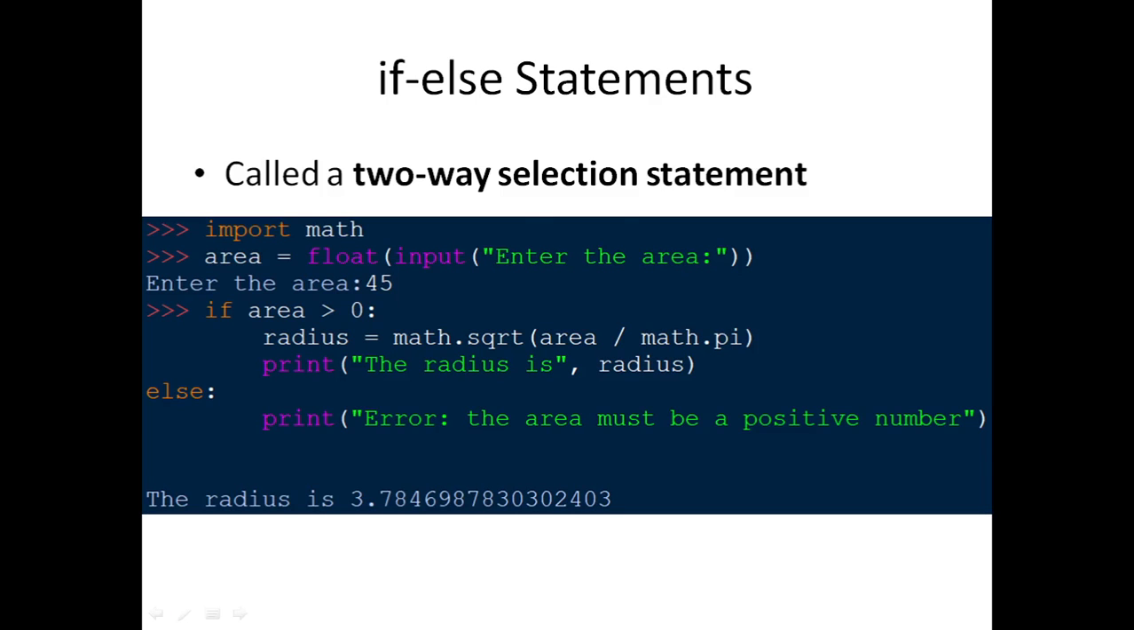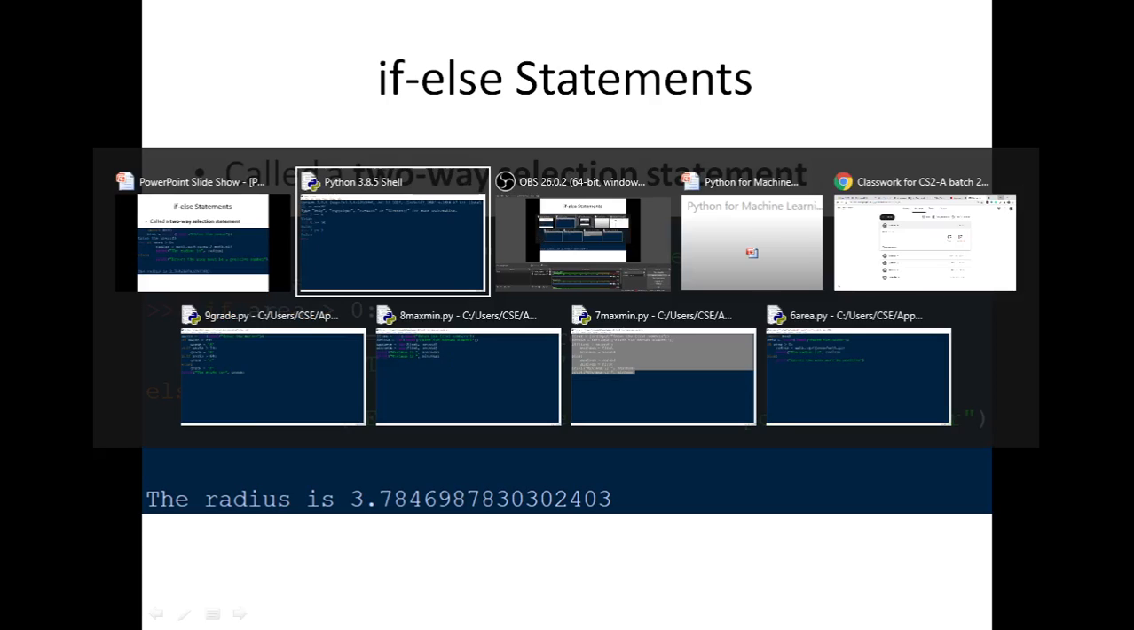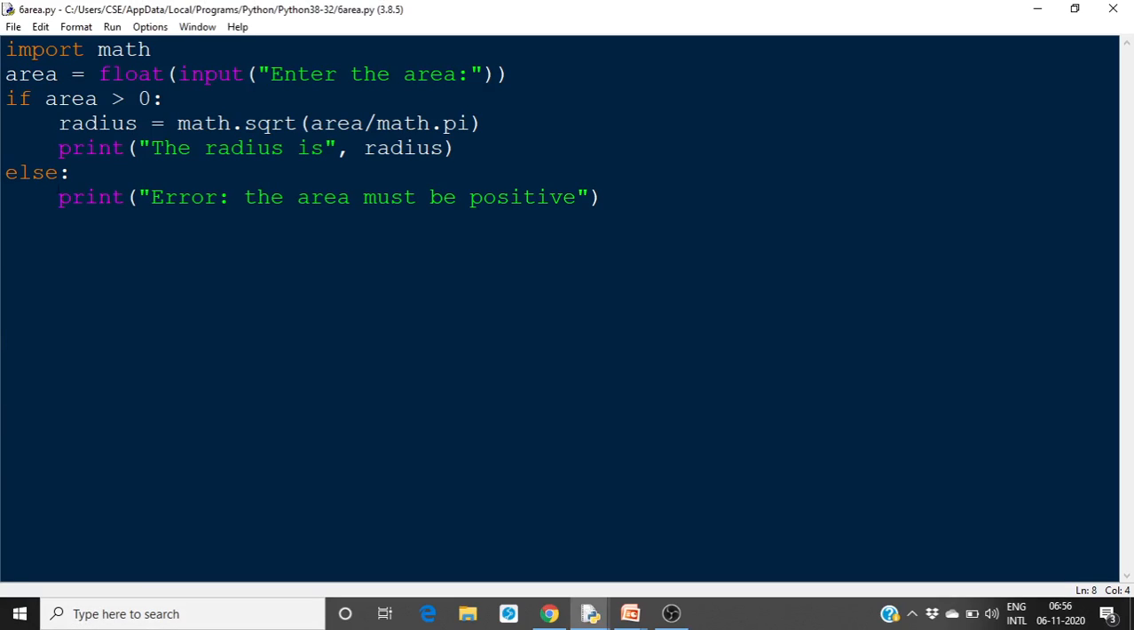I have already typed the program, so I will show that example. We have to import the math module. We'll give the area of a circle as input, and the program will find the radius of the circle. So you have to import the math module, then input the area. We'll be entering the area.